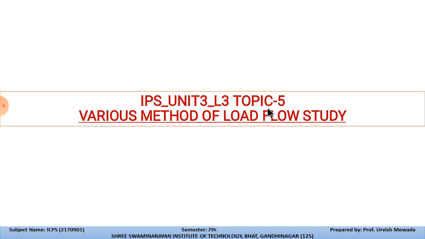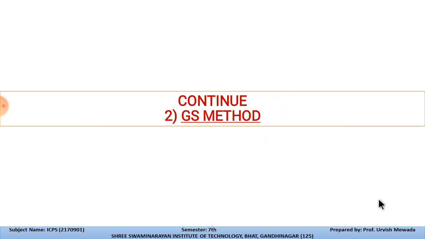Students, in the last lecture number 2, we studied the approximate method of load flow study and started this topic, various methods of load flow study. In the last lecture we discussed the Gauss iterative method and the Gauss Seidel method. In the Gauss Seidel method we derived up to two cases: when the PV buses are present and when the PV buses are absent. So this is lecture number 3, in which we are discussing topic number 5, and the subtopic of this topic is the Gauss Seidel method.